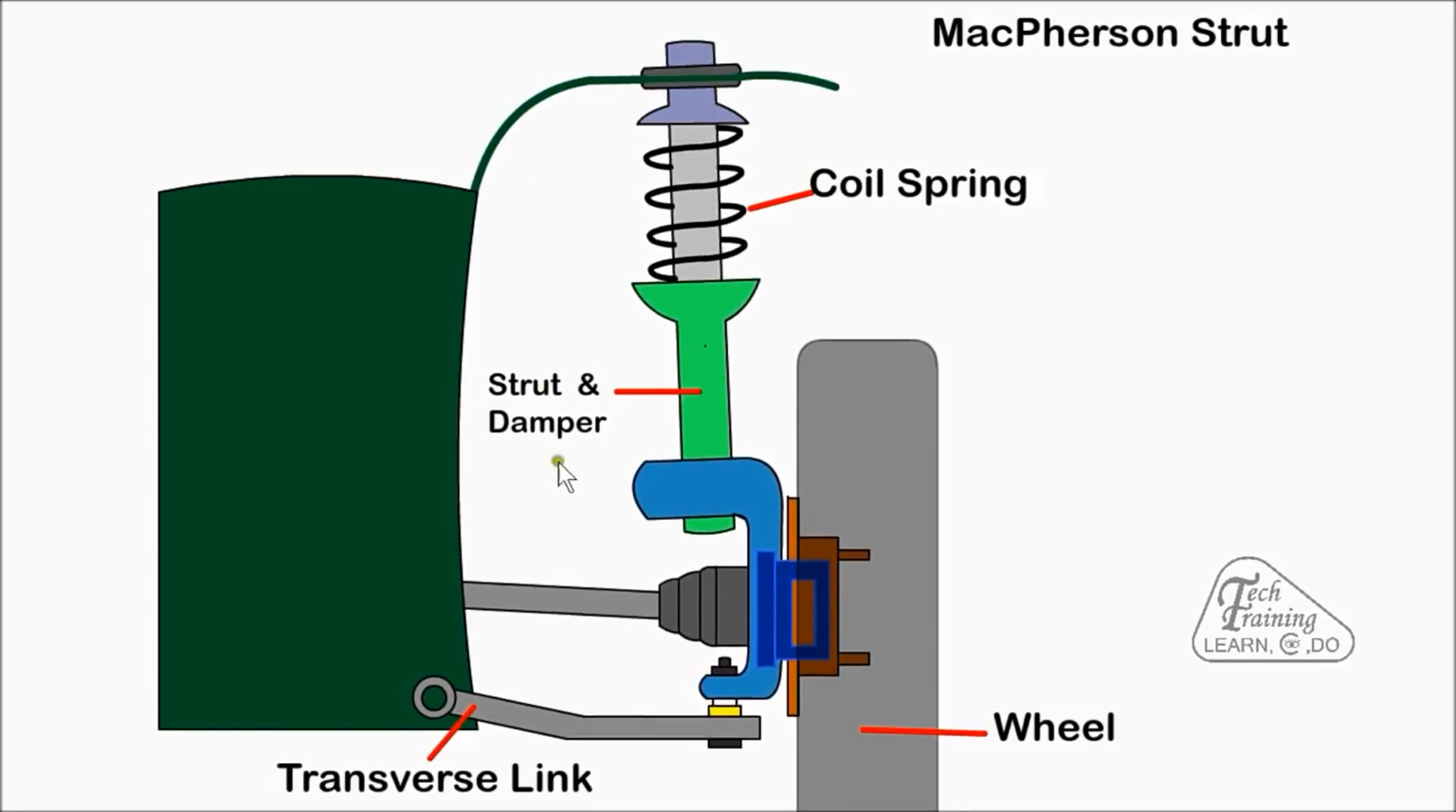A CV joint or constant velocity joint allows connection from the drive shaft to the wheel. It allows movement in all directions and is covered by a rubber boot to prevent ingress of dirt.